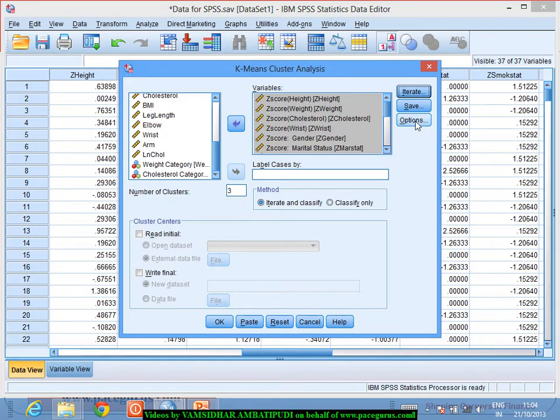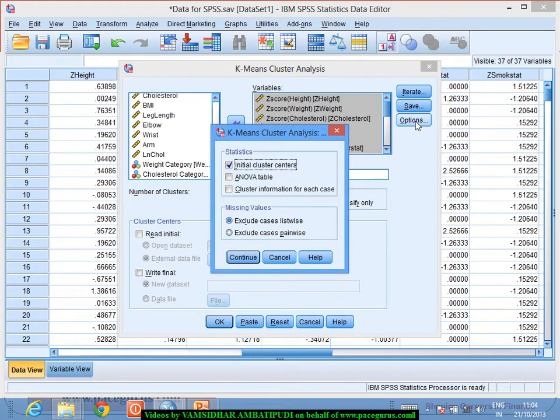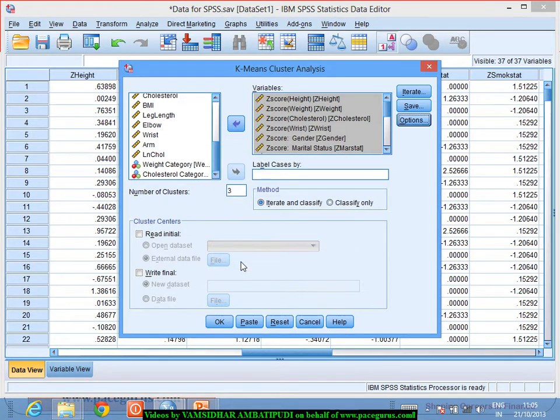And I am choosing the options part, wherein I would like to look at the ANOVA table and also the cluster information for each case. I would like to see whether each of the case goes into cluster 1, cluster 2 or cluster 3. And of course we don't have too much of missing values, but even if we have, it's better to go with exclude the cases pairwise rather than listwise. Okay, I'm doing a continue.